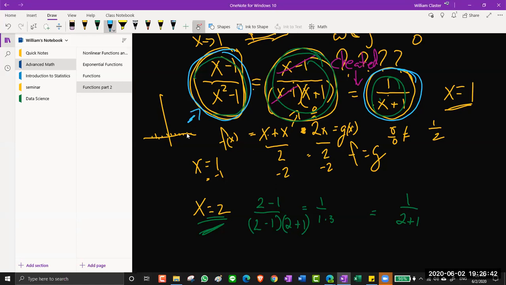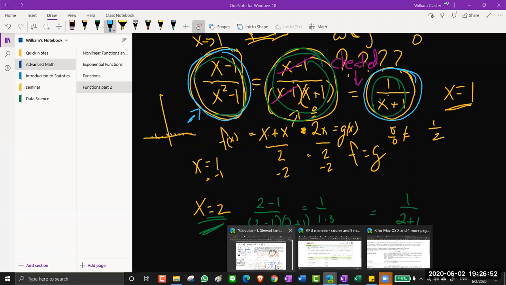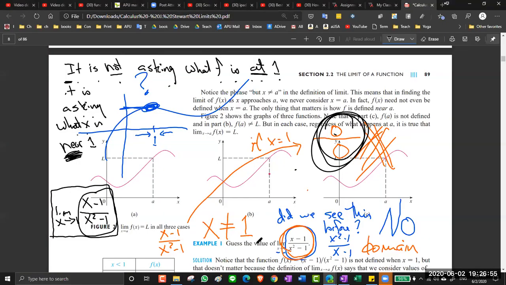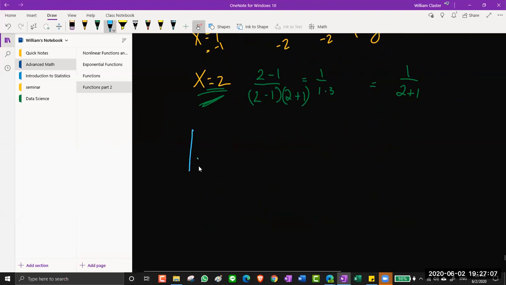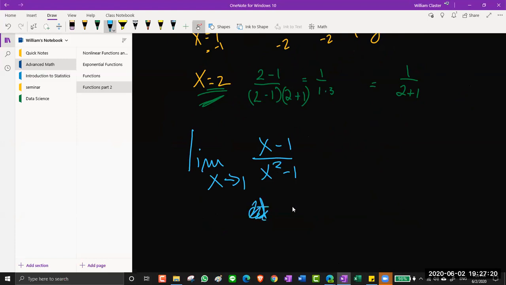Where did this problem come up? In that book, right? In that other text I was looking at. Yep. So it came up here. So what did they say? They said, guess the value of this limit. So let's go here. They wanted us to guess the value of this, at, well, obviously at 1. Guess the value of this thing, right?